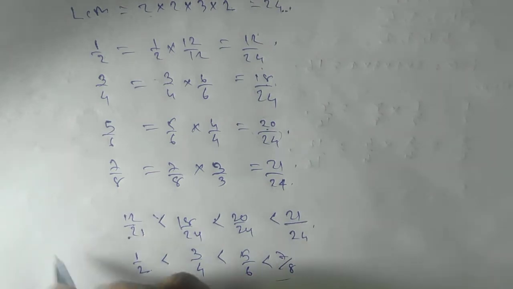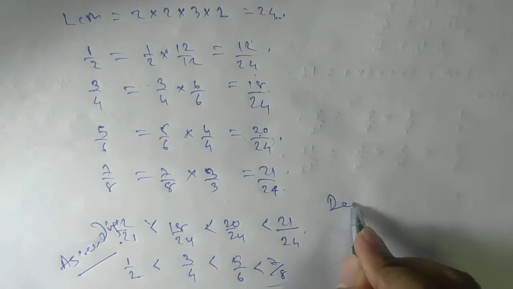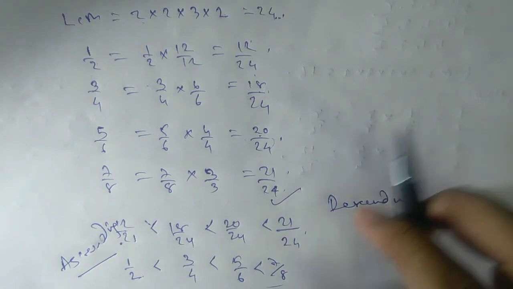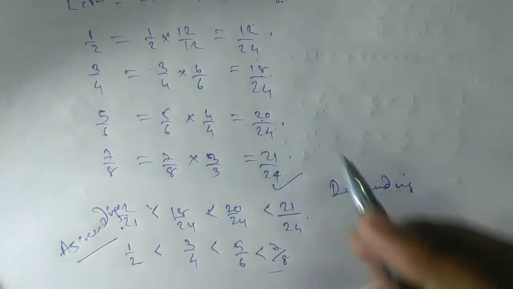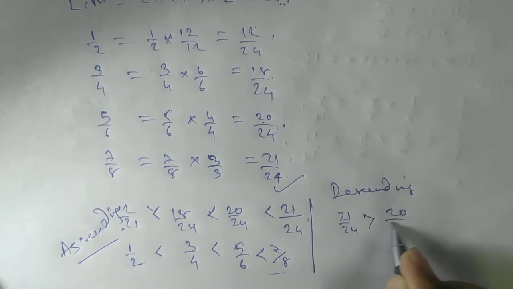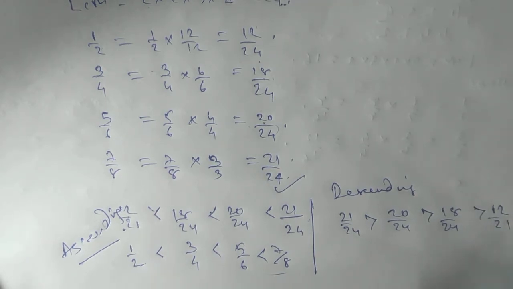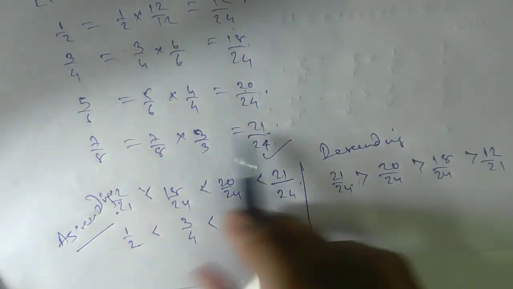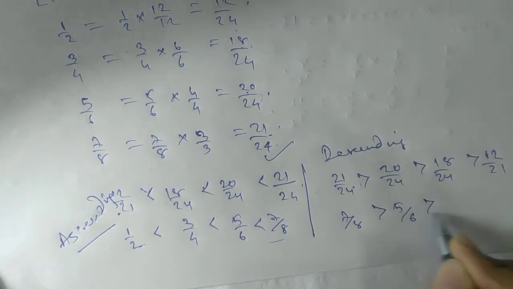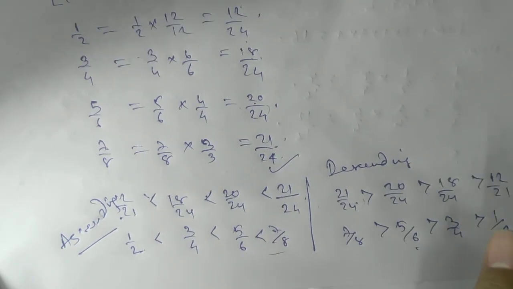If the question asks for descending order, the same method applies till here. After that, bigger to smaller. That means you write 21 by 24, next 20 by 24, 18 by 24, and 12 by 24. And instead of these, replace with 7 by 8, 5 by 6, 3 by 4 and 1 by 2. This way we can solve.